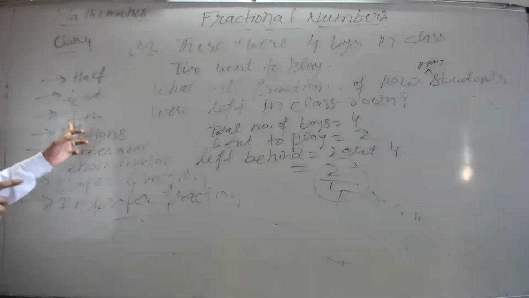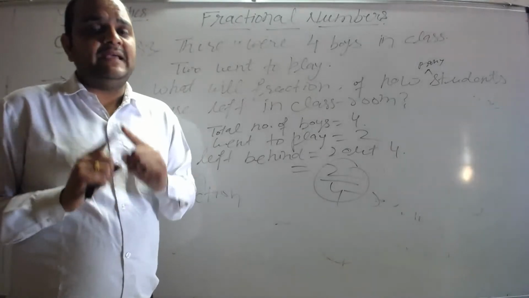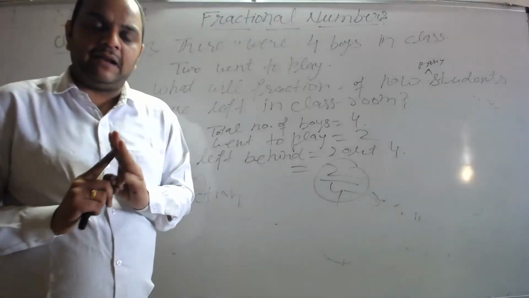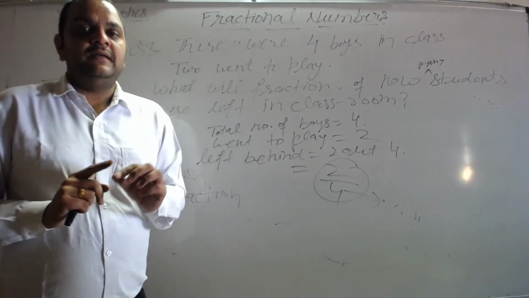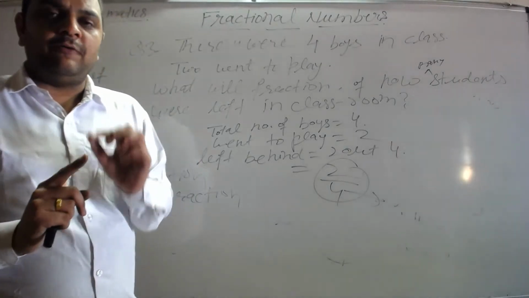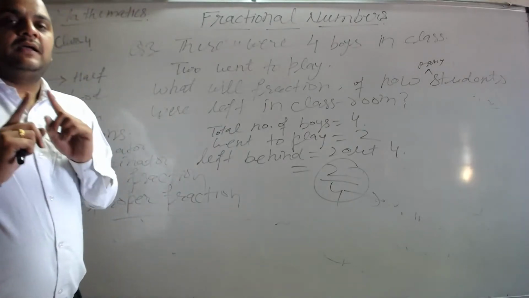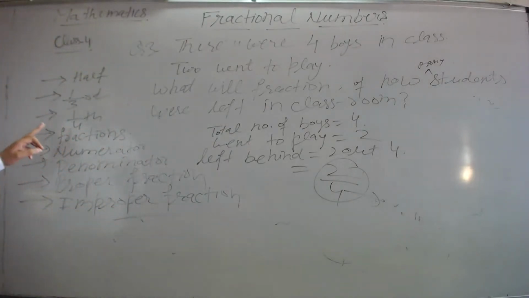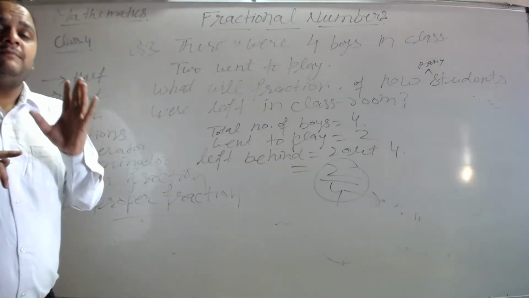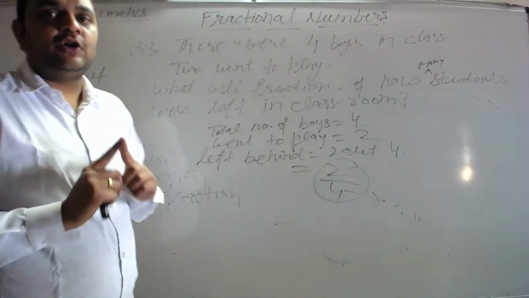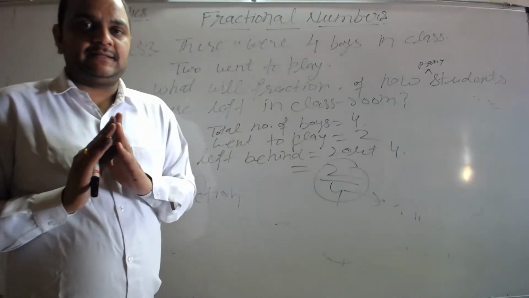Next is 1/4. 1/4 means when a whole or a group is divided into 4 equal parts, each equal part of a group or whole is called 1/4 of a whole or group, a collection of objects. Next is fraction. What is a fraction? A fraction is a part of a whole or group or collection of objects.